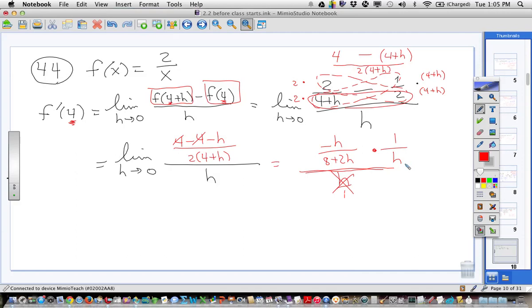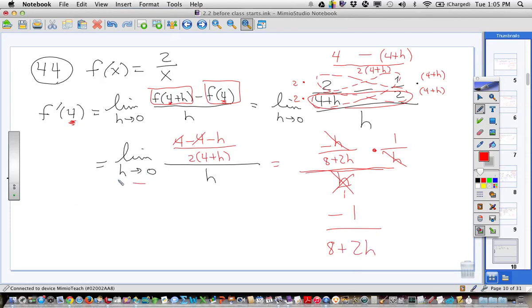Okay? So you've got, I call that invert and multiply. If you're dividing a fraction by a fraction, take the bottom one and invert it and multiply it by the top. You're multiplying by the reciprocal. Okay? And so look what happens. That h cancels that h, and we end up with negative 1 over 8 plus 2h.